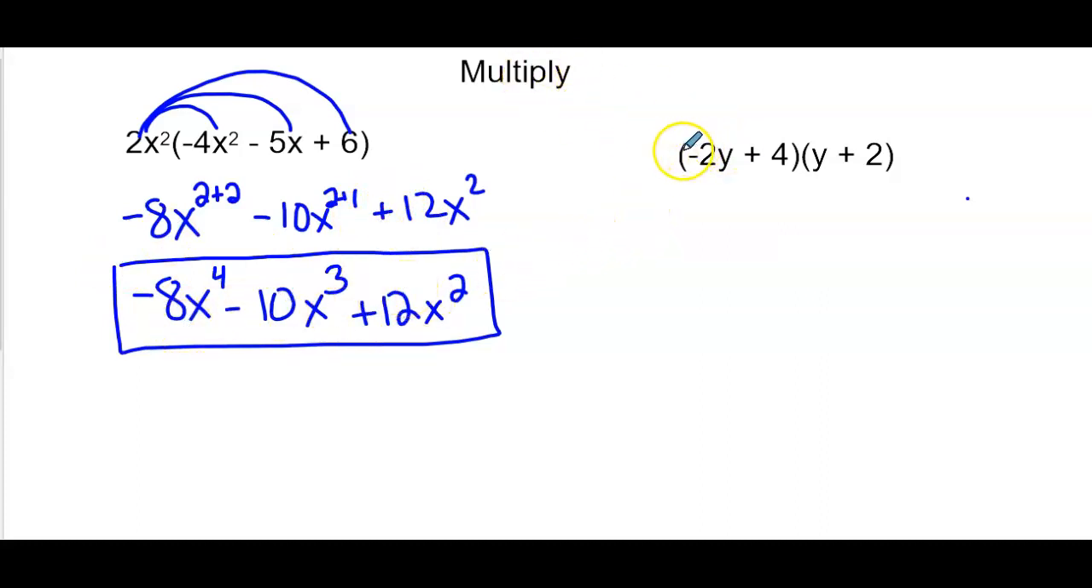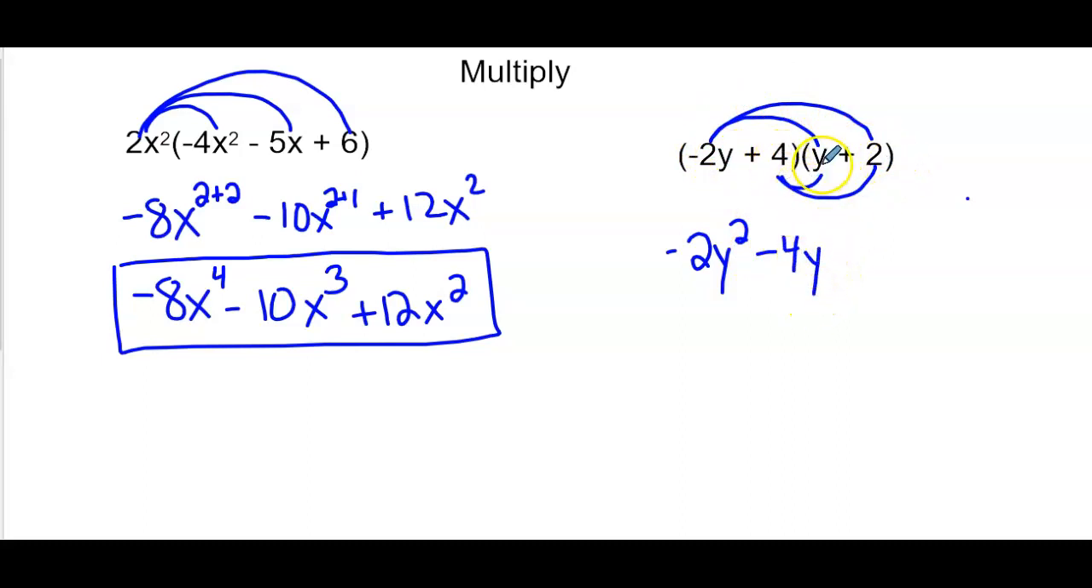All right, for this one, we are still going to distribute, but we have to make sure that we distribute the -2y to each of them. And we have to distribute the 4 to each of them. So let's see how that's going to look. When we do -2y times y, that would be -2y squared, because there's a y and another y, so that's 2 y's. When we do -2 times +2, that's going to give us a -4, and then I just have 1 y, so I'm going to put the 1 y there.